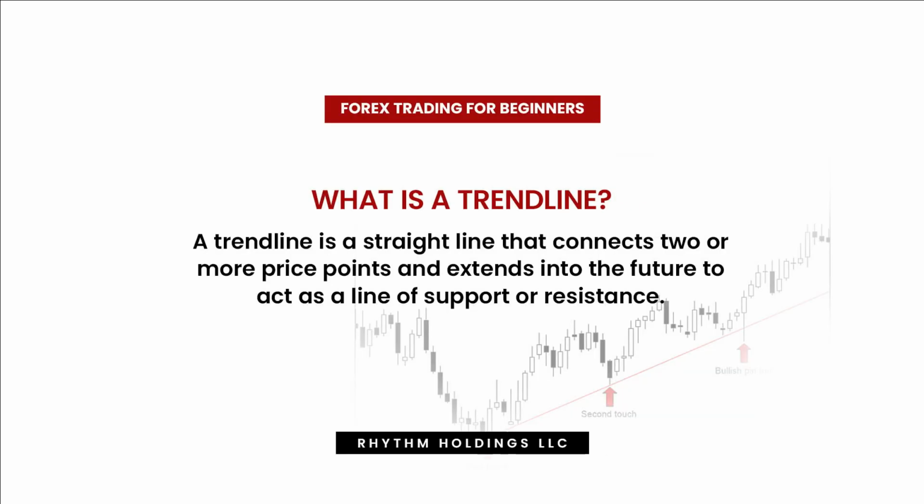Now, a trend line is a straight line that connects two or more price points and extends into the future to act as a line of support or resistance. Let me repeat it again. A trend line is a straight line that connects two or more price points, and it can also be extended into the future to act as a line of support or resistance. So now let's go to the chart and let me show you what we are discussing here.